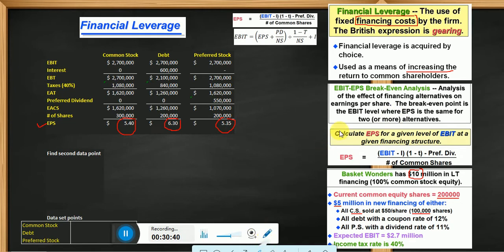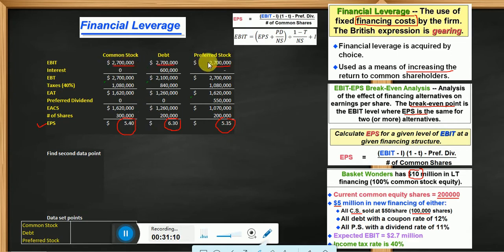Look, dear student, here the break-even point is the EBIT level where the earning per share is the same. So look, how much is the level of EBIT here? That is 2,700,000, 2,700,000 and 2,700,000. So at this level of EBIT, the earning per share among all these three alternatives is different, right? I'm just asking you a question.